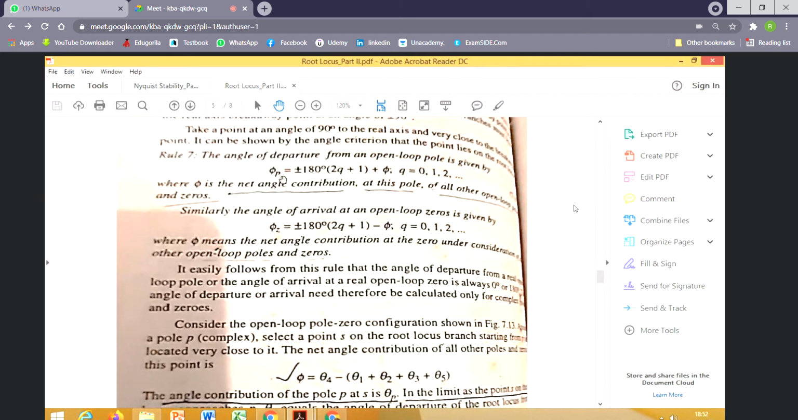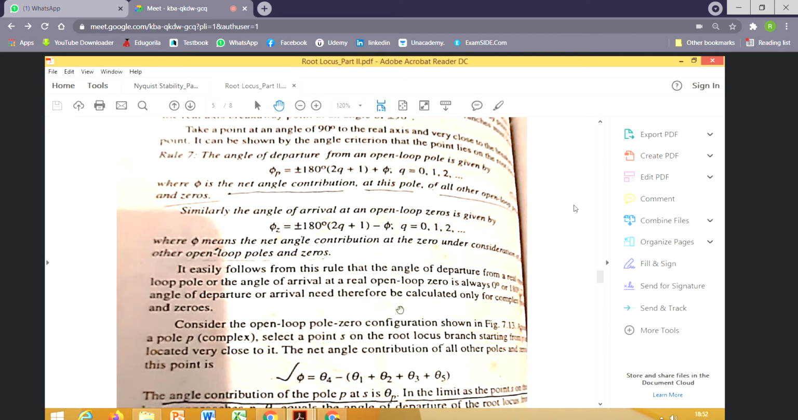So the angle of departure from an open loop pole is given by phi p is equal to plus minus 180 degree (2q plus 1). Now we will compute the angle of departure only for complex open loop poles. We'll come to this particular equation after we discuss this particular equation.